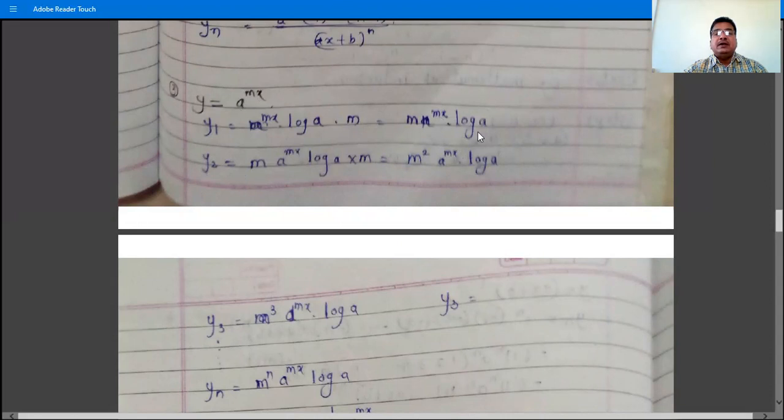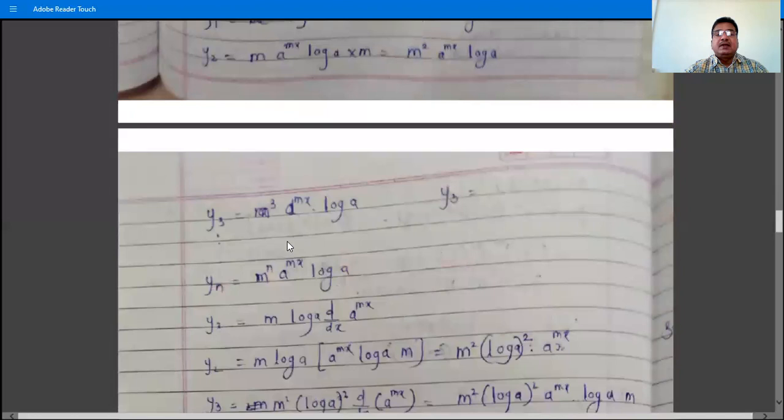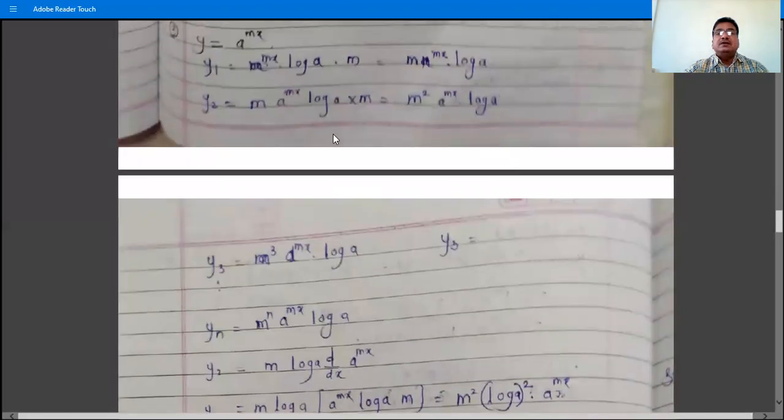Then y2 is what? Again the derivative: m and log a are constant, and the derivative of a raised to mx is a raised to mx into log a into m. So m and m becomes m square, a raised to mx, log a. Already it is log a, and log a into log a is log a bracket square. So here is log a bracket square. Then y3 is what? M cube a raised to mx log a bracket cube.